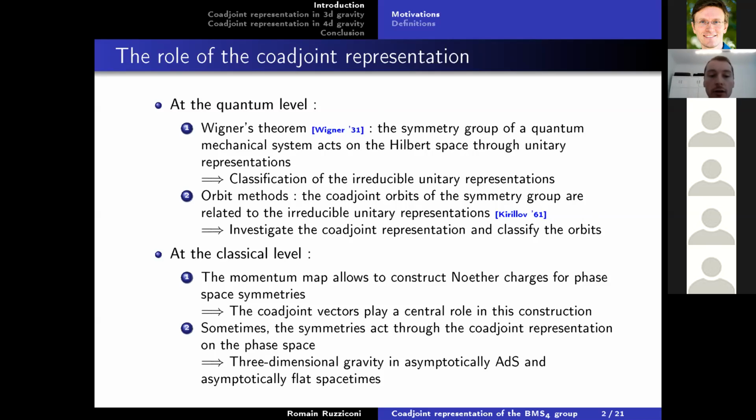Another motivation is actually at the classical level of the theory, where there is this momentum map construction that allows one to obtain Noether charges for the theory. In this context, the coadjoint vectors play a central role in the construction. Furthermore, sometimes the symmetry will act through the coadjoint representation on the phase space of the theory. And as I will explain in a moment, this will be the case for three-dimensional gravity, where the solution space transforms in the coadjoint representation of the asymptotic symmetry group.